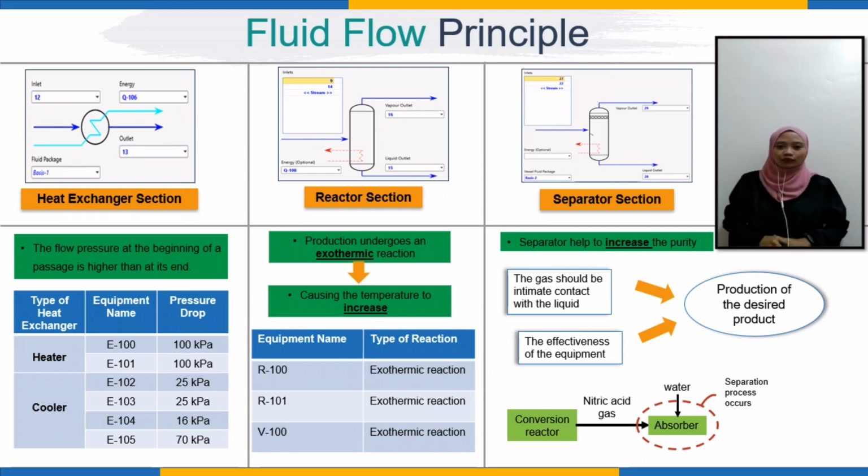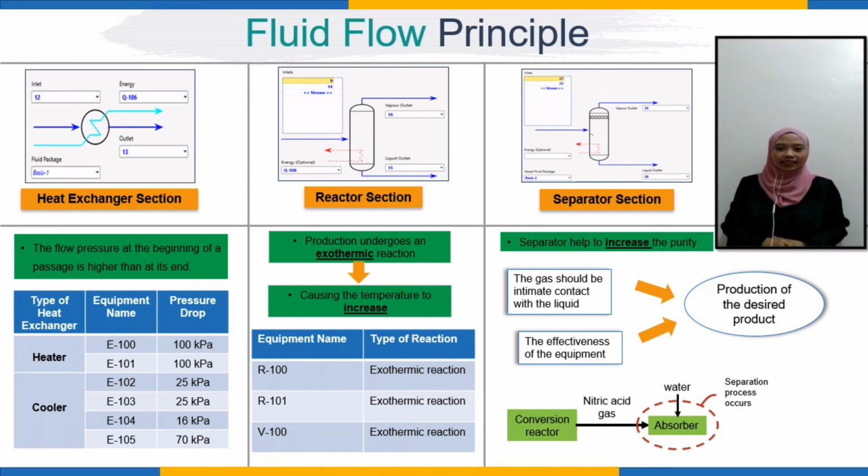Next, for the reactor section, there is an increase in temperature due to the reaction that occurs in the production of nitric acid, as it is undergoing an exothermic reaction. It can be observed from the table that ammonia converter reactor R100, oxidation vessel reactor R101 and conversion reactor V100 are undergoing an exothermic reaction, thus causing the temperature of each of these units to increase due to the reaction that occurs.